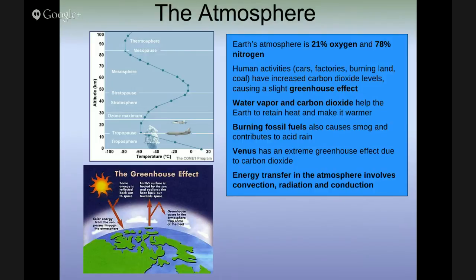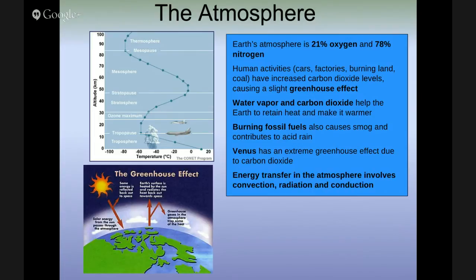Water vapor and carbon dioxide help the earth retain heat and make it warmer. Burning fossil fuels also causes smog and contributes to acid rain. Venus has an extreme greenhouse effect due to carbon dioxide. Energy transfer in the atmosphere involves convection, radiation, and conduction.